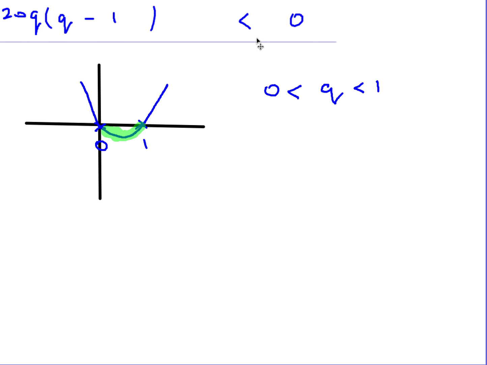So I've got this graph here. When is this graph less than 0? Because that's what I'm trying to do. Well, this graph is less than 0 between 0 and 1. So therefore, remember, because this is q, the answer is when q is between 0 and 1.